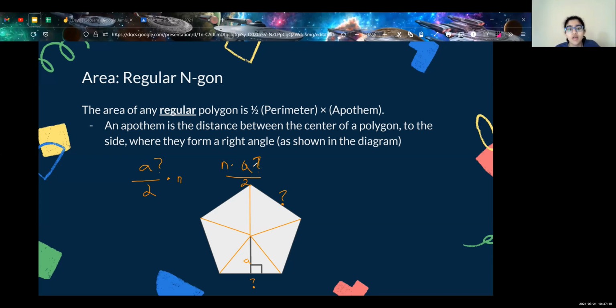Basically, we have n times question mark. If there are n question marks, that's just the perimeter, because each side is question mark and there are n sides. So n times question mark is the perimeter, or P. P multiplied by A, the apothem, over 2 would be equal to the area of the regular n-gon. So that means the area of any regular polygon is 1/2 perimeter times apothem.